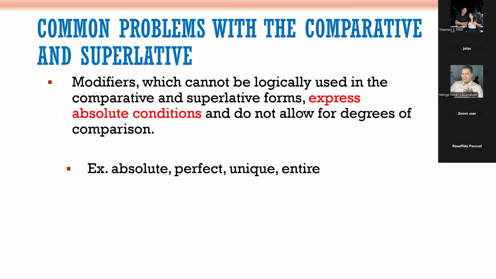All right, so here we have modifiers which cannot be logically used in comparative and superlative forms express absolute conditions and do not allow for degree of comparison. Absolute, perfect, unique, entire. All right, the word perfect. She is the most perfect girl. Do you think that is a correct example? She is the most perfect girl.